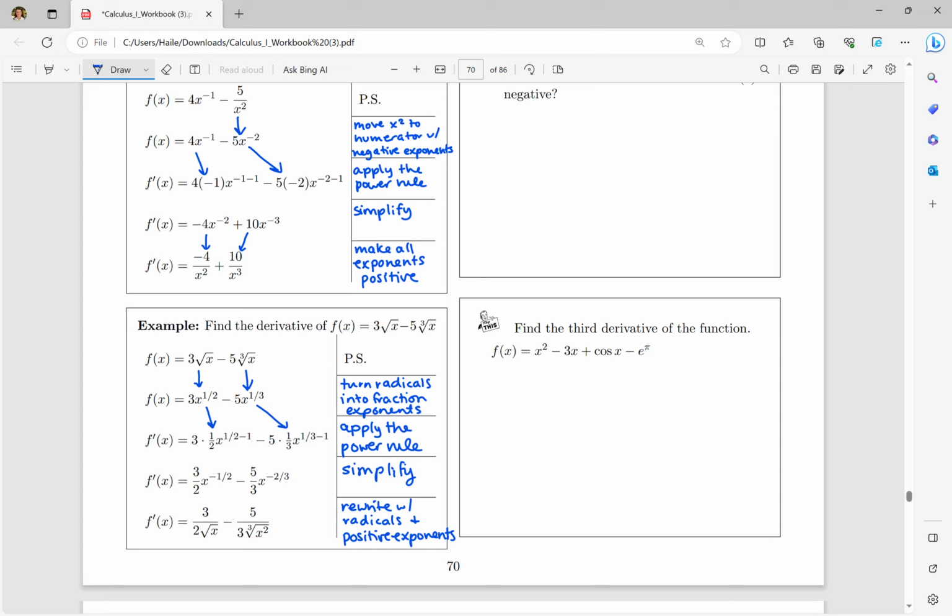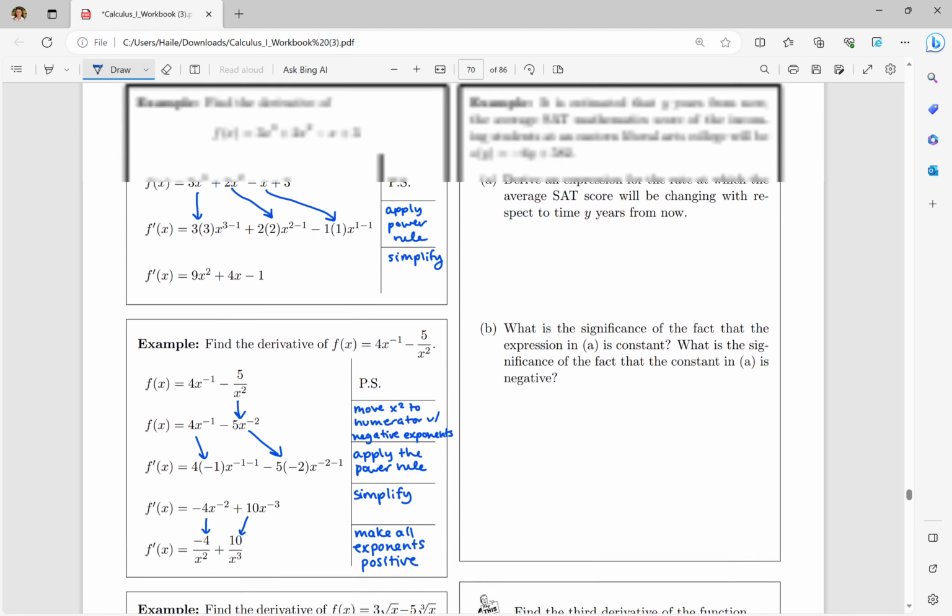It will accept this second to last step, but when it shows you the answer key, it could show it to you in this form. So I want to make sure that you understand that those are equivalent. Okay, so to go from x to the negative 1/2 to a radical positive exponent, we simply write square root of x in the denominator. And for x to the negative 2/3, that'll be the cube root of x squared, written in the denominator. Okay, so that's our third example.